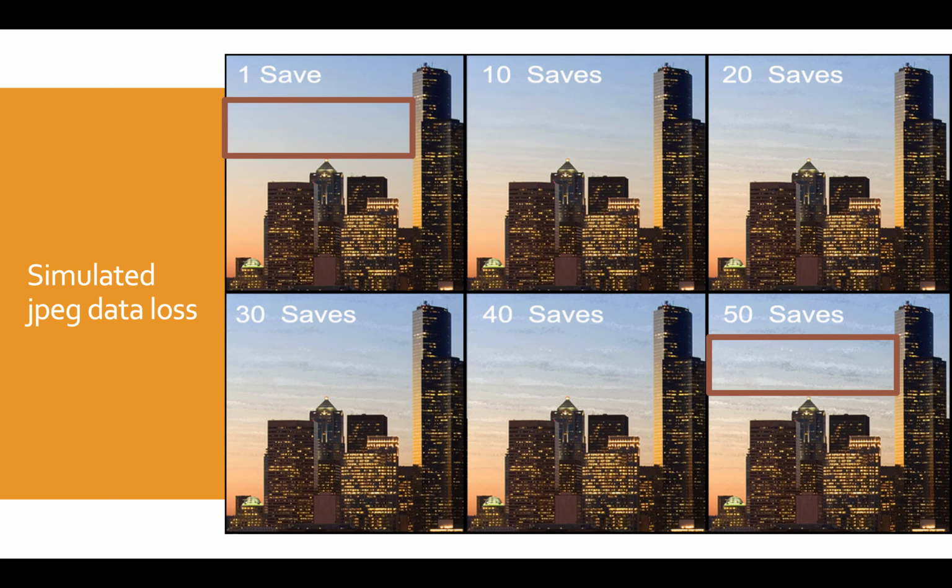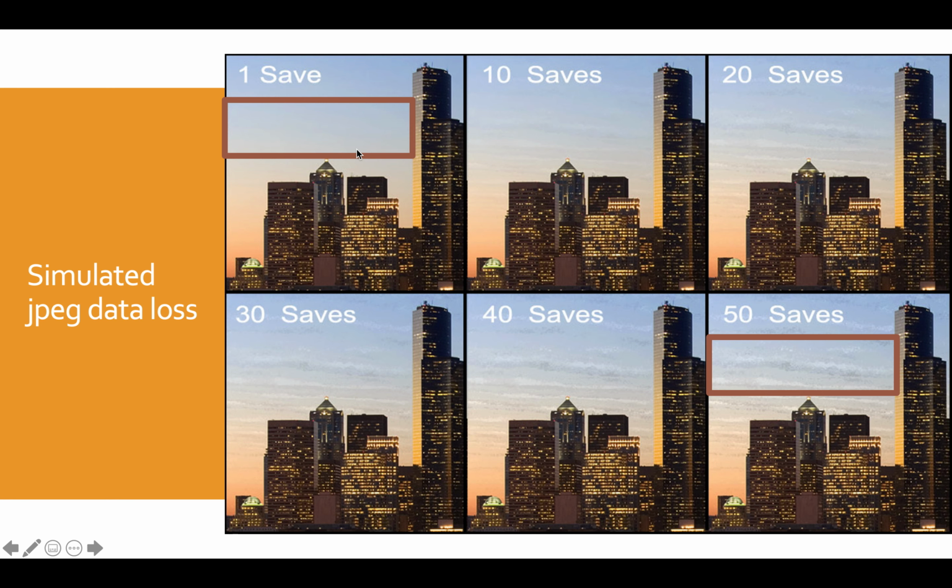But if you went to print this graphic once saved, it looks fine. Especially, I find if you look at the colors of the lights in the buildings, you don't really notice it so much. But when you look at the very subtle gradation and color in the sky, you see a massive difference between 50 saves and 1.